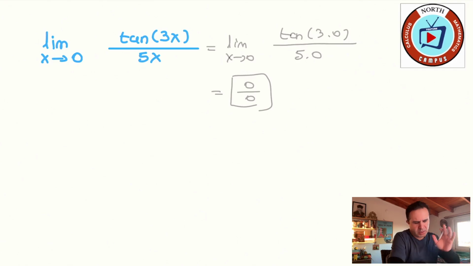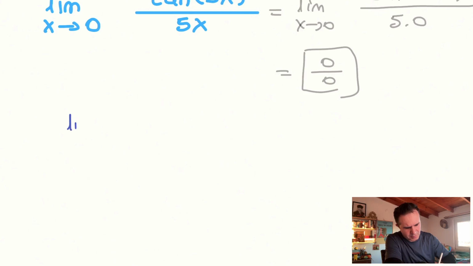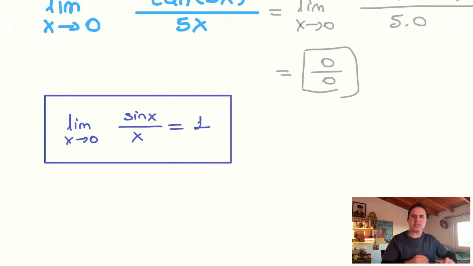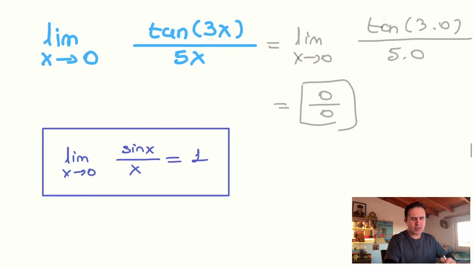First, I try to relate this to a non-trigonometric function. We know that the limit as x approaches 0 of sine x over x is equal to 1. This is one of the most important limits that we use in calculus. Now, our goal will be to bring the given expression into the form of sine x over x. To do that, I should rewrite tangent 3x using cosine and sine functions.